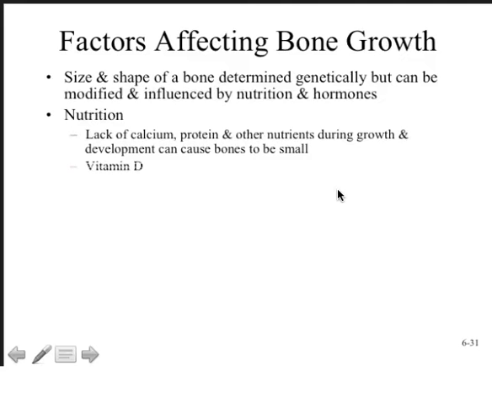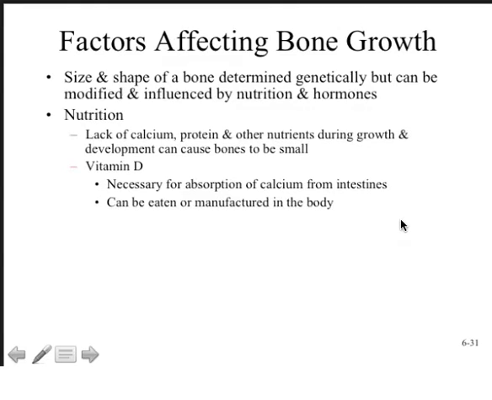If we lack any of these components in the bone building stage of our lives, especially prior to the end of puberty, the development of the bones is going to be hindered. Vitamin D is critical because it's important for the absorption of calcium from the intestines. It can be eaten, but it's generally manufactured in the body as a metabolic pathway that involves both the skin, the kidneys, and also the liver.